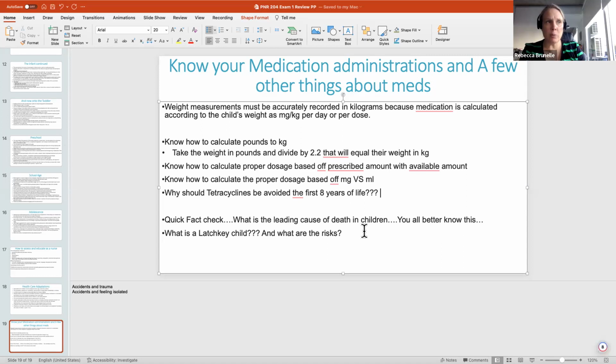And then who remembers what a latchkey child is and what does that mean? They're just at risk for being hurt more often because they stay at home by themselves. Yeah. So these are kids that come home from school and there's no adult in the house. So this can kind of be a tricky question. If you're asked, what education point should you give to a mother about latchkey children? Giving the mom the definition really isn't that helpful. You need to tell the mom what they're at risk for. They're at risk for accidents, etc.